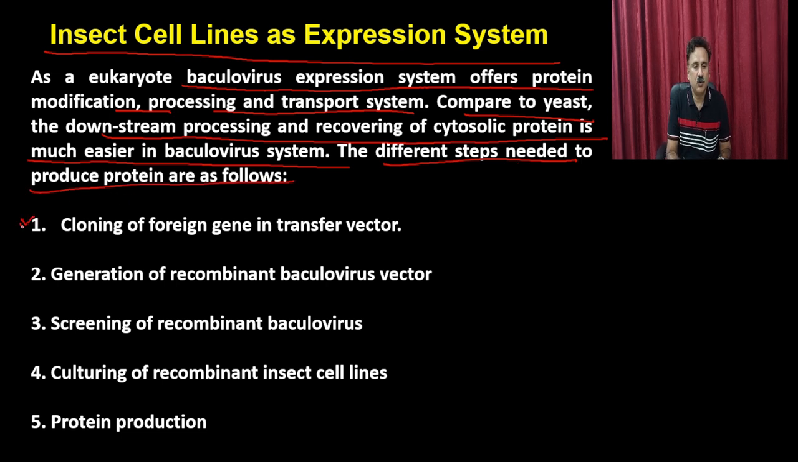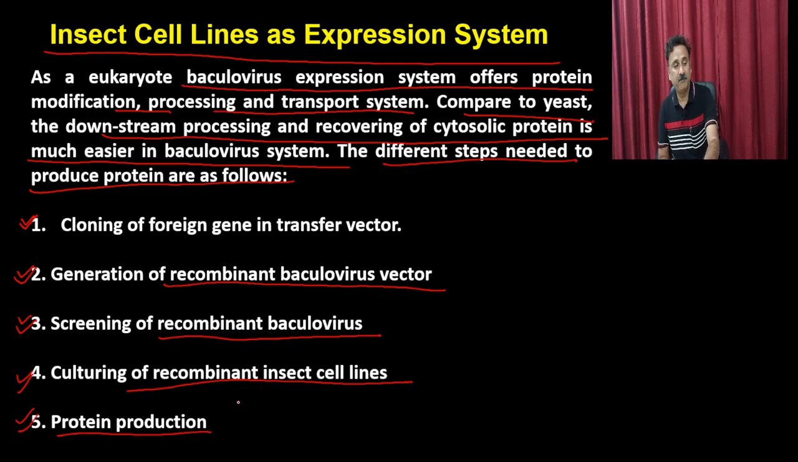First, you are going to clone the foreign gene into the transfer vector. Then you are going to generate the recombinant baculovirus vectors. Then you are going to screen the recombinant baculovirus. Then you are going to culture the recombinant insect cell lines, and then you are actually going to do the protein production.